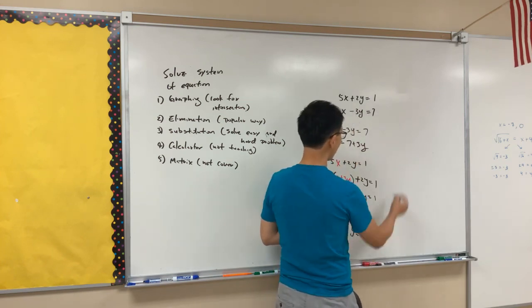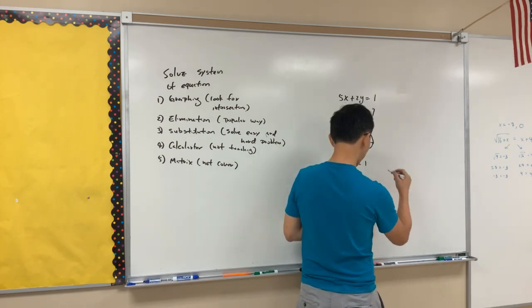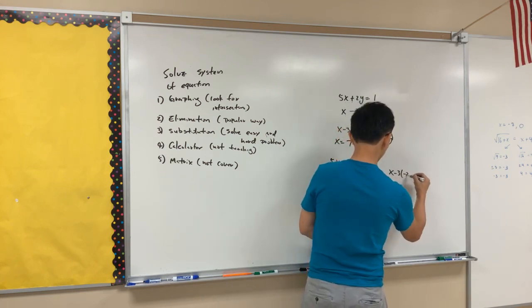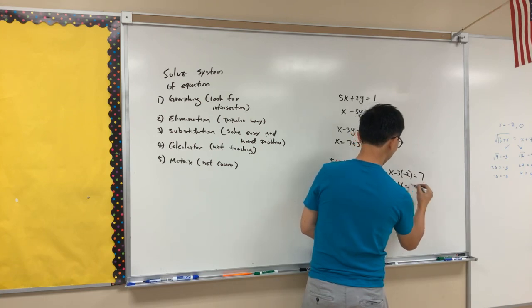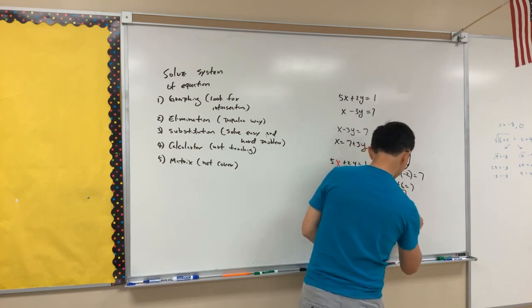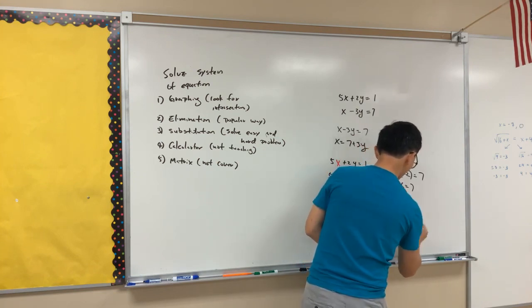I'm going to plug it back into any of these equations, it doesn't matter which one I plug into. So x minus 3 times negative 2 is equal to 7. x plus 6 equals 7, x equals 1. So this is where those two equations intersect, which is at 1 and negative 2.